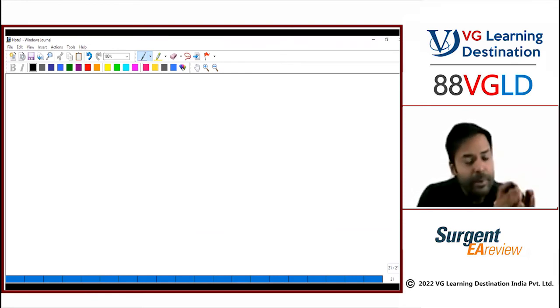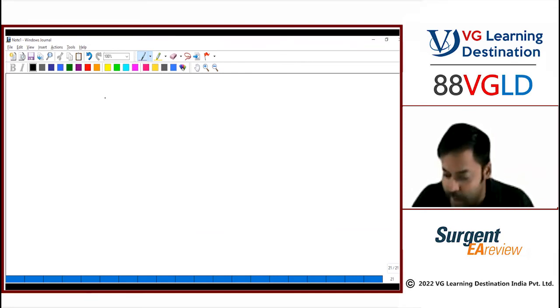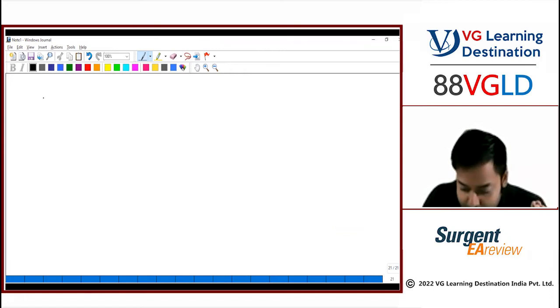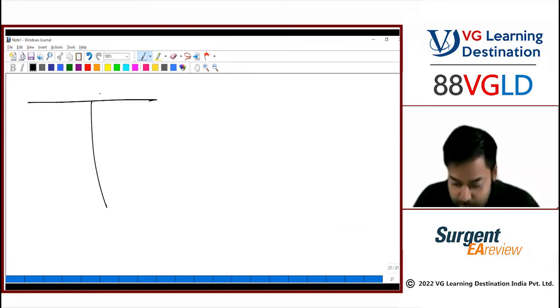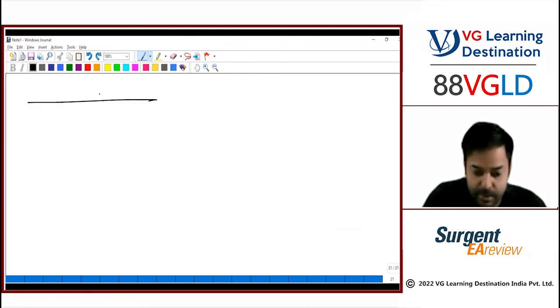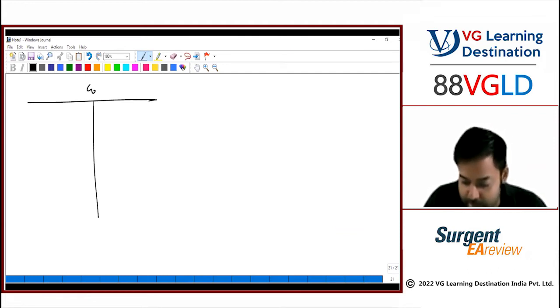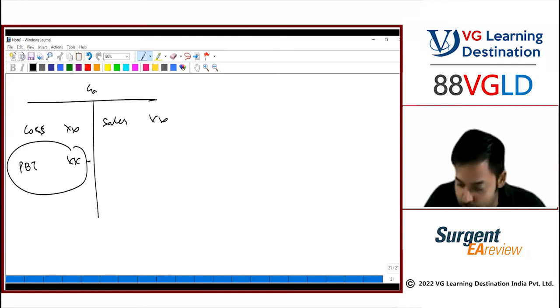Okay, I'm just coming back to the pass-through entity. What is the pass-through entity? That means nothing is going to be taxed in the pass-through entity. So if I talk about pass-through entities, the company says this is my sales, this is my COGS, this is the PBT, and everything will go to shareholders.